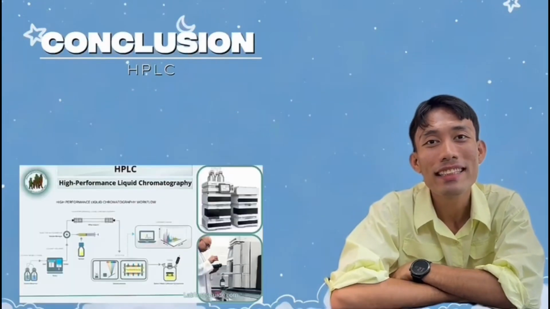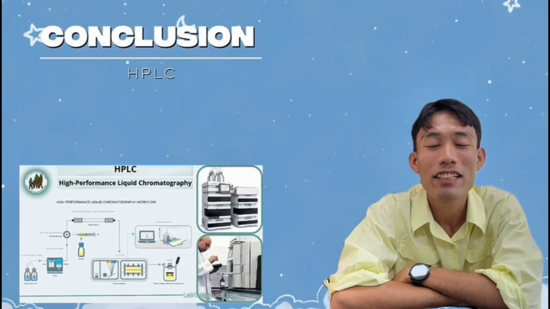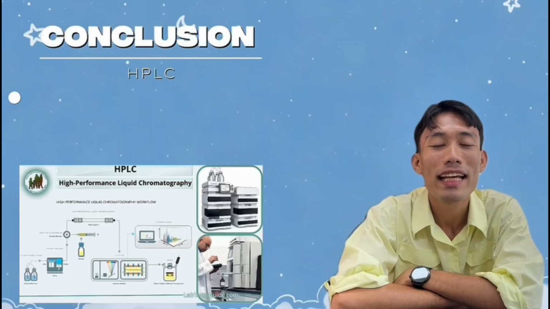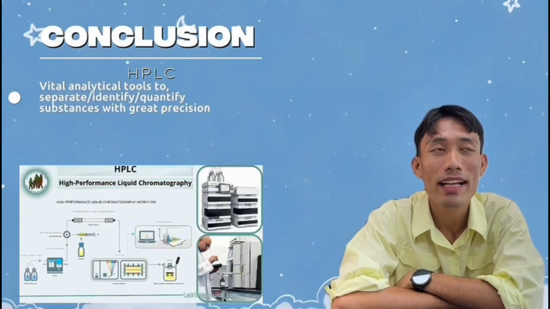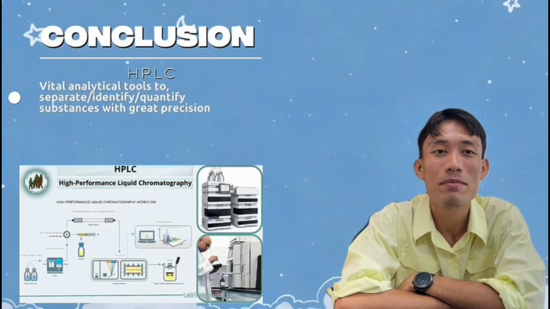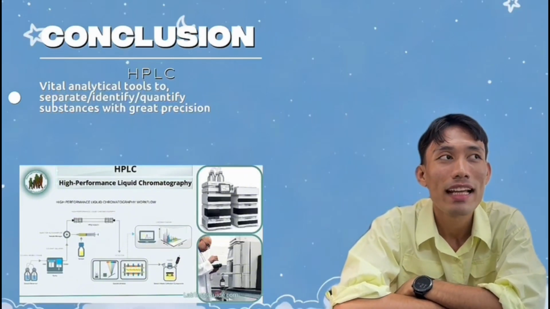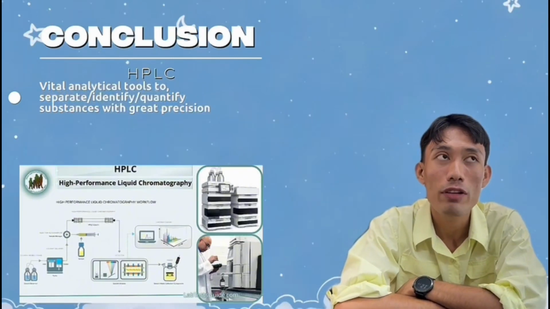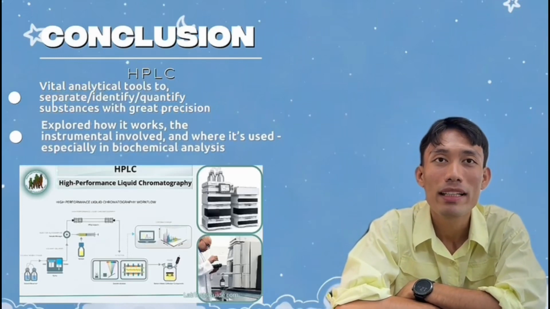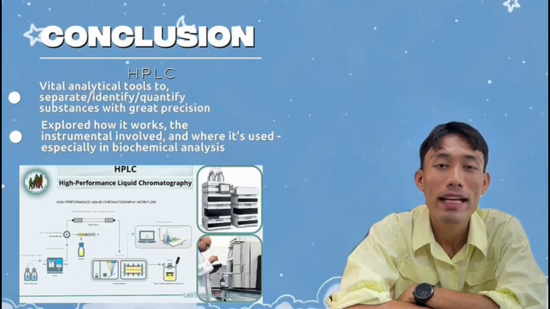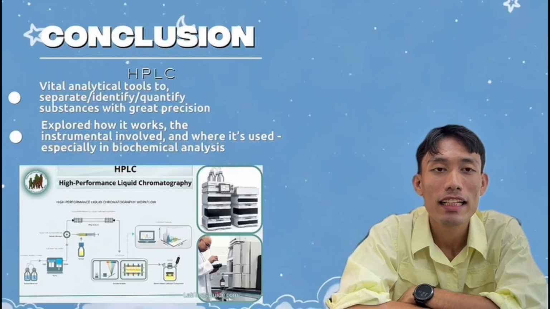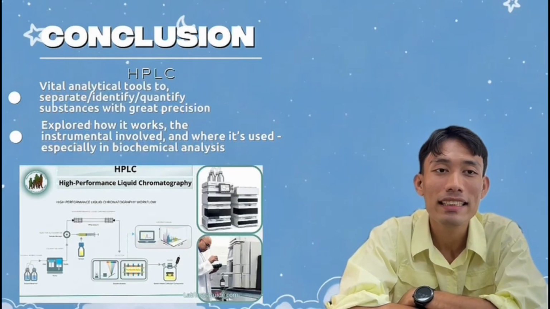To summarize, HPLC is a vital analytical tool that allows scientists to separate, identify, and quantify substances with great precision. And we have explored how it works, the instrumentation involved, and where it's used, especially in biochemical analysis.